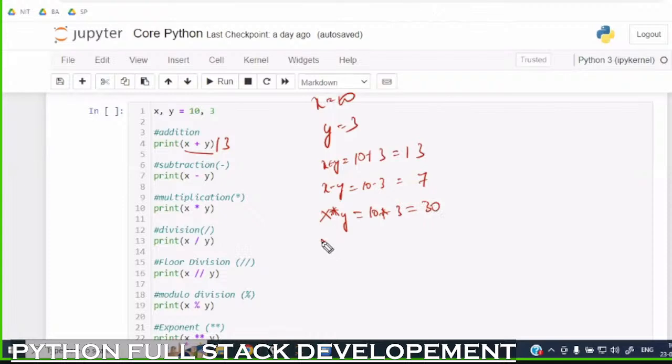Similarly, x divided by y. This is important. Since we know the plus symbol, minus symbol and multiplication, now x divided by y is nothing but 10 divided by 3, which is 3.3333, like this, right? 3.3333.